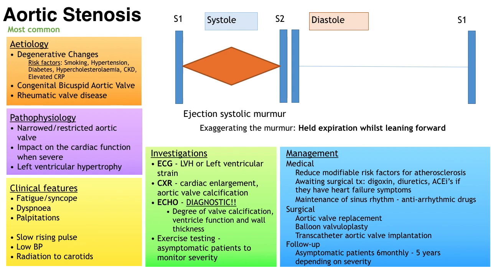Asymptomatic patients are only offered an aortic valve replacement if they have a reduced left ventricular ejection fraction or are undergoing other cardiac surgery. For those patients who are asymptomatic and have mild or moderate aortic stenosis, they will undergo regular follow-up, and this varies from 6 monthly to 5 years depending on their severity. At these appointments, they will have a clinical examination and an echocardiogram to assess the severity of their symptoms and the severity of the aortic stenosis.